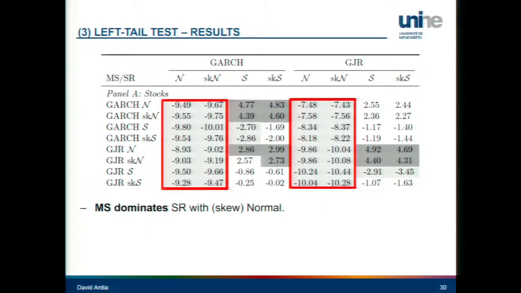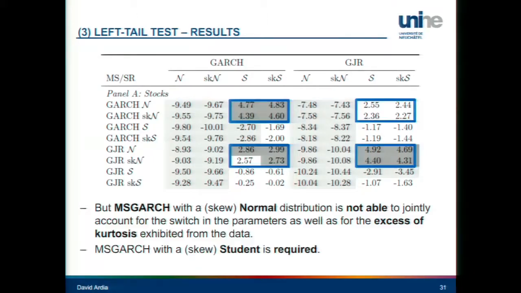So the first thing we observe is that Markov switching dominates single regime in the case of normal distribution and skew normal. But Markov switching with a normal distribution does not dominate a single regime with the student t distribution, right? Or skewed student t distribution. This means basically that the Markov switching mechanism is not able to account for the large kurtosis observed in the stock data. And in the case of MS-GARCH, student t or even skewed student t is required.